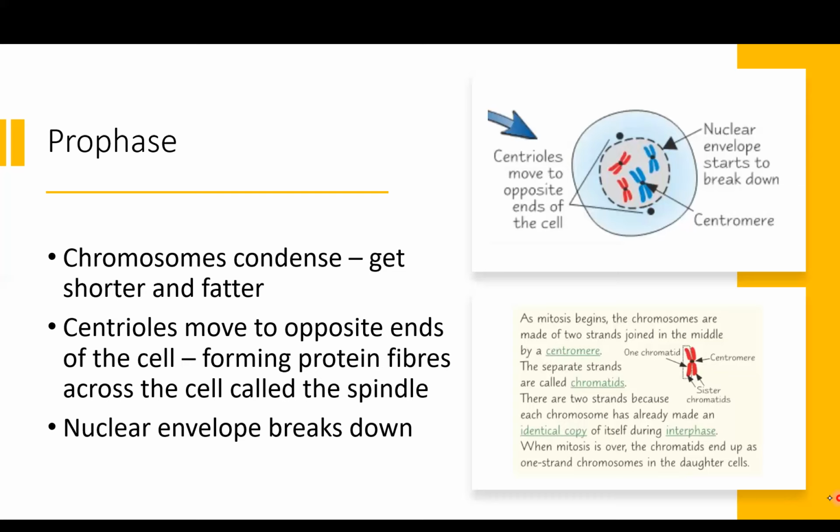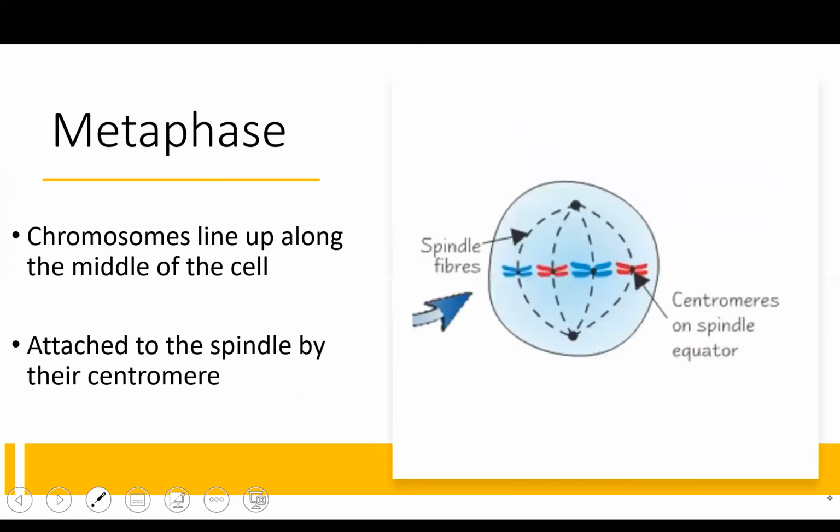Again, I'm going to repeat that just so that it's clear, because this often causes quite a bit of confusion. During interphase, we've already gone through that DNA replication. So we have 2 strands. Chromosomes are made up of 2 strands at this point because each chromosome has already made an identical copy of itself during interphase, and the separate strands, remember, are called chromatids. When mitosis is over, the chromatids end up as 1-strand chromosomes in the daughter cell. That's just really important to remember. So that's prophase: chromosomes condense, centrioles move to opposite ends of the cell, and our nuclear envelope breaks down.